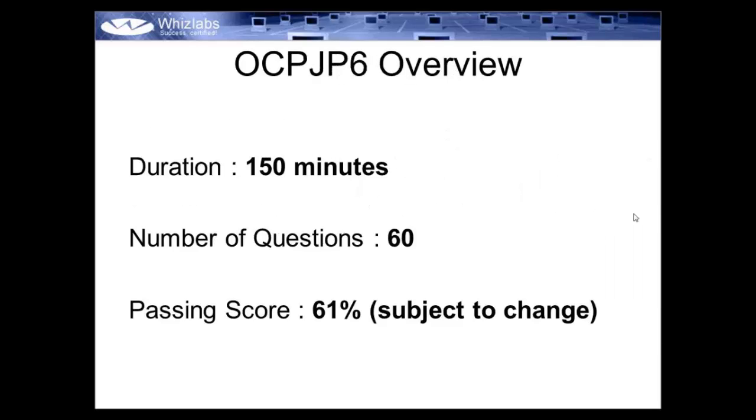Now a bit about the OCJP 6 exam. The OCJP 6 exam is of 150 minutes duration. The total number of questions is 60 and the passing score is 61%.